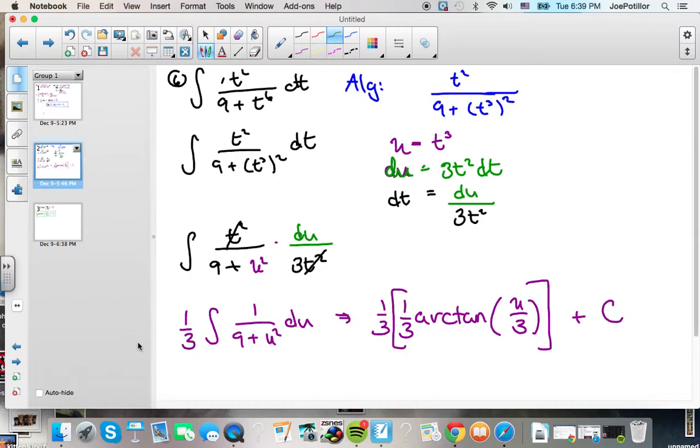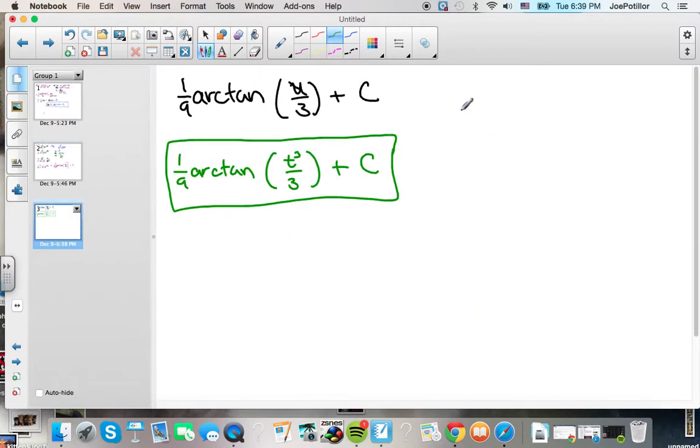So that integral of 1 over x squared plus a squared is going to equal 1 over a arctangent of x over a plus c. That's where I got the formula from, okay? Very good. Now, let's do another problem.